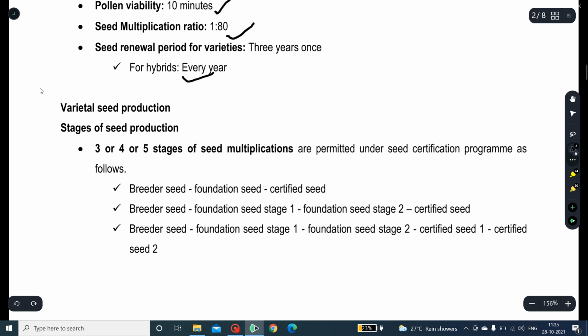Let us move on to the varietal seed production aspects, and the first one is stages of seed production, that is the generation system of seed multiplication. Since it is a highly self-pollinated crop, the seed generation system followed here is 3 or 4 or 5. Maximum 5 stages of seed multiplication are permitted: breeder seed, foundation seed stage 1 and 2, and certified seed 1 and certified seed 2.